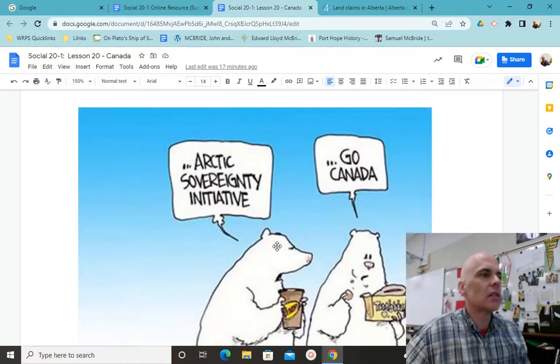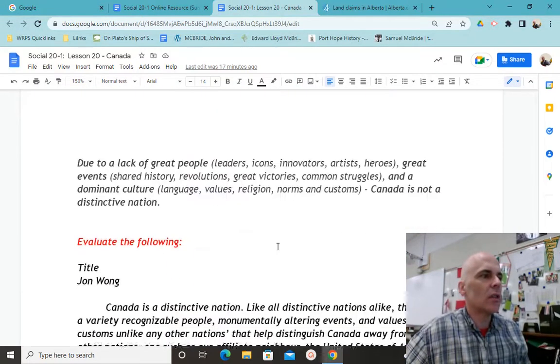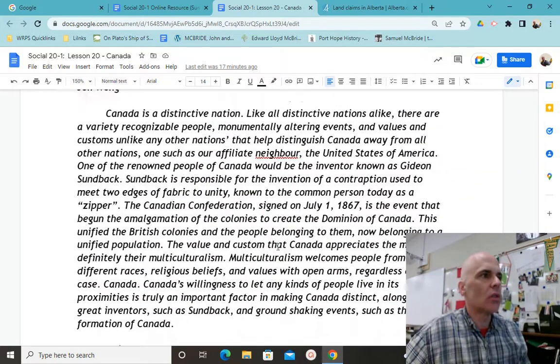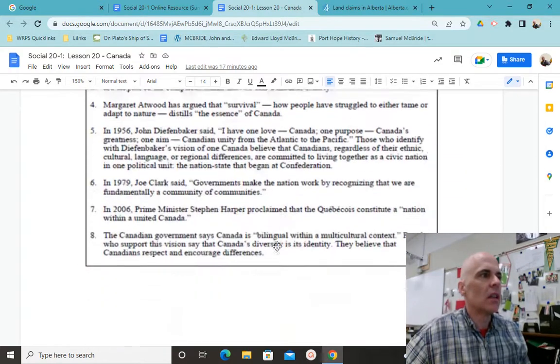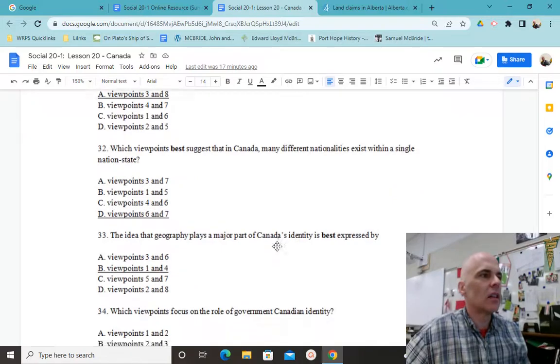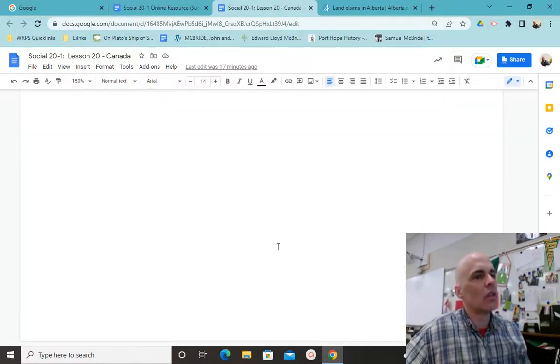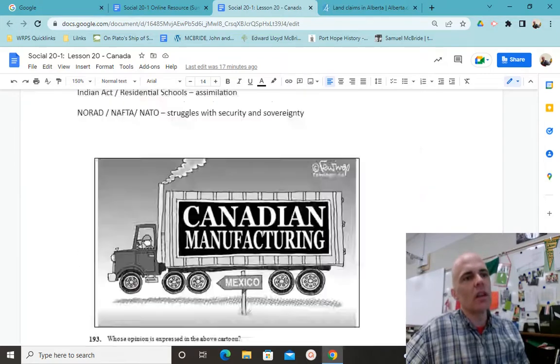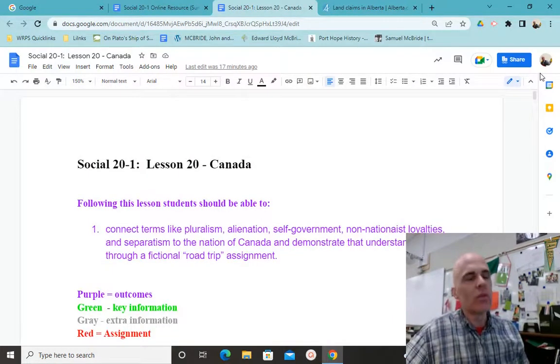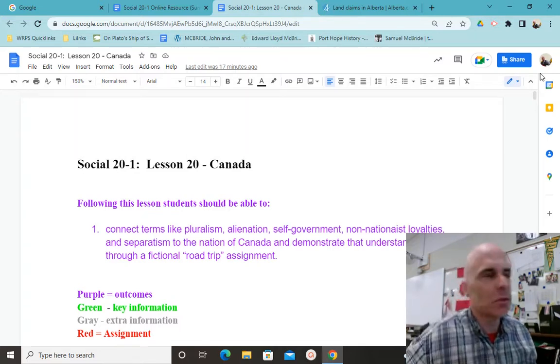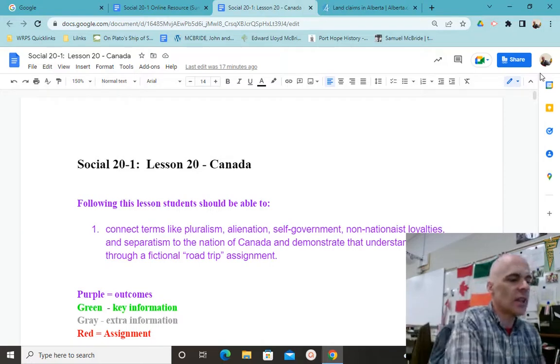Then we have, to finish this up, some articles about what it means to be Canadian, what is Canada, and some more practice multiple choice. So I may be so bold as saying we might pick multiple choice over the assignment, depending upon to what extent you guys are like, oh man, we've done too much multiple choice. So that's it. That's Canada's nationalism.